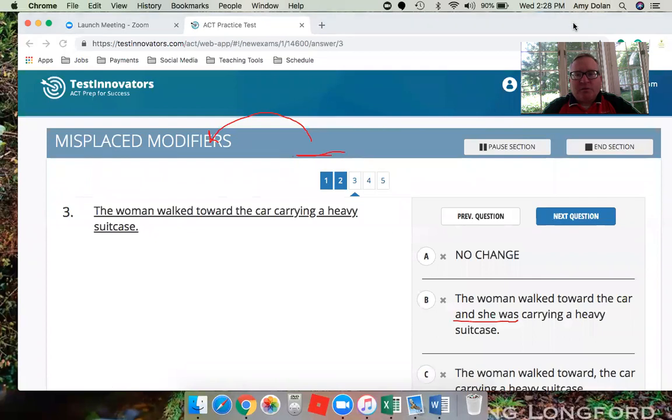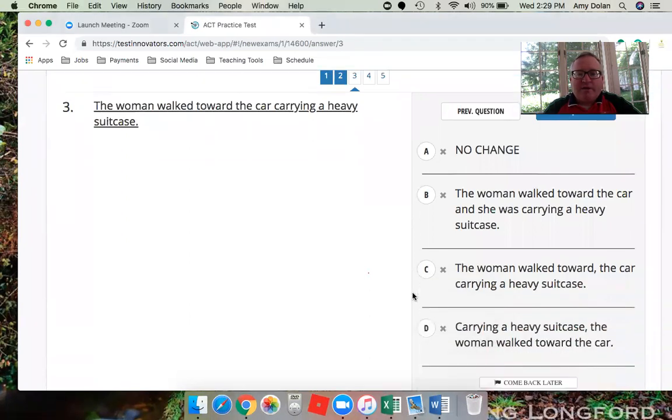All right, Charlotte Cooper. And then this one here: the woman walked toward the car carrying a heavy suitcase. If you happen to be somebody learning English for the first time, you might interpret this as the car was carrying the heavy suitcase, whereas you and I know that it was the woman that was carrying it. At least I hope so. In this case, it could be the woman, could be the car. To clarify that ambiguity, you would write it in such a way that it was obvious that it was the woman carrying the suitcase, not the car.